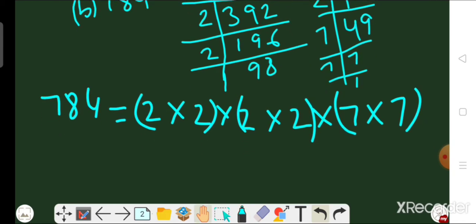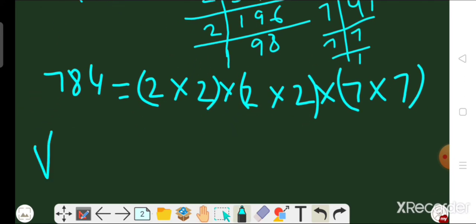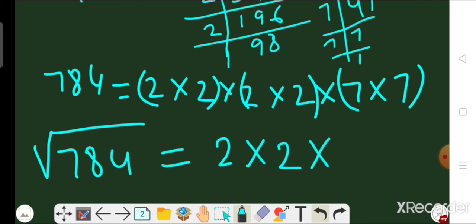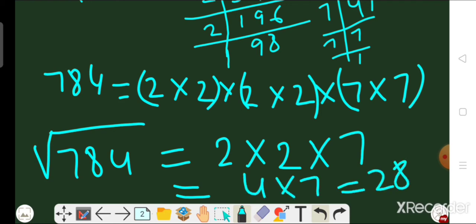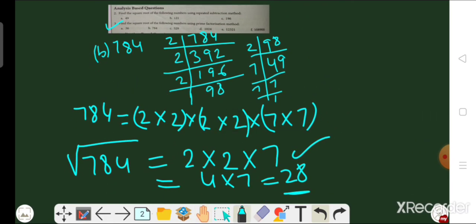Now to find the root, what we have to do, we have to take only one number from each pair. So this is equal to 2 multiplied by 2 multiplied by 7, and this is equal to 4 multiplied by 7, and this is equal to 28. So this is the square root of 784, and that is 28, and this is the way by which we can find the square root of a given number by prime factorization method. So this is the solution of your B part of question number 3. The remaining questions of this part are the same beta, try to do them by yourself.